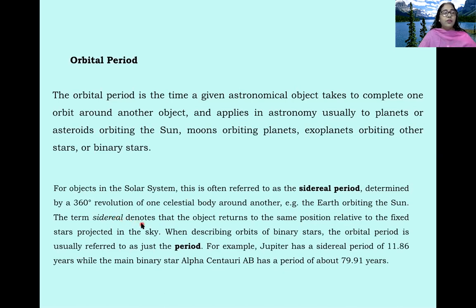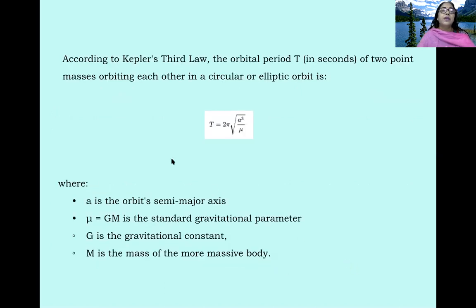The term sidereal denotes that the object returns to the same position relative to a fixed star projected in the sky. When describing orbits of binary stars, the orbital period is usually referred to as just the period. For example, Jupiter has a sidereal period of 11.86 years, while the main binary star Alpha Centauri AB has a period of about 79.91 years. According to Kepler's third law, the orbital time period is calculated by this, where a is the orbital semi-major axis, mu is GM, the standard gravitational parameter, G is the gravitational constant, and M is the mass of the body.